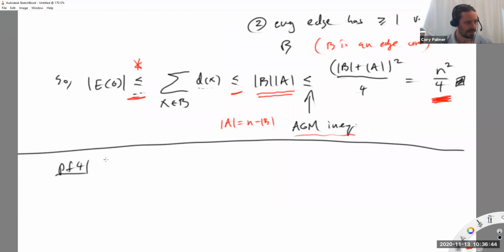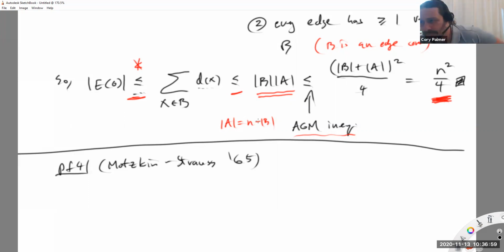Proof 4. This is by Motzkin and Straus in '65. The other proofs are kind of folklore. I don't even know if it's known who came up with these proofs. They've just been out there. I don't even know which one is Mantel's original proof.